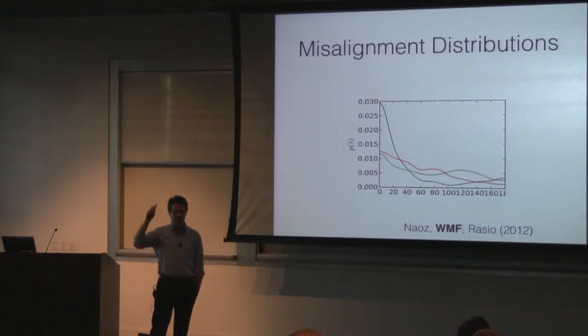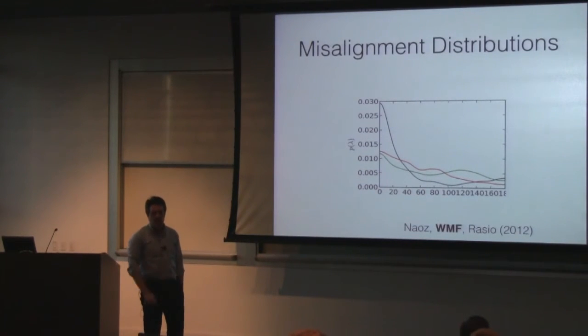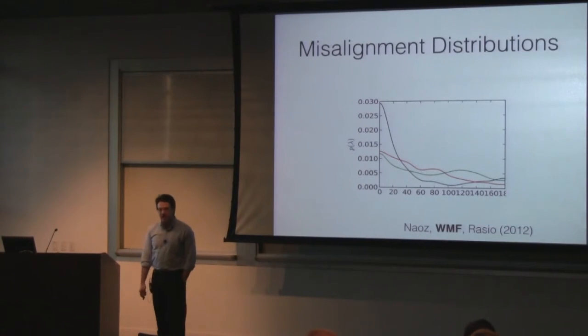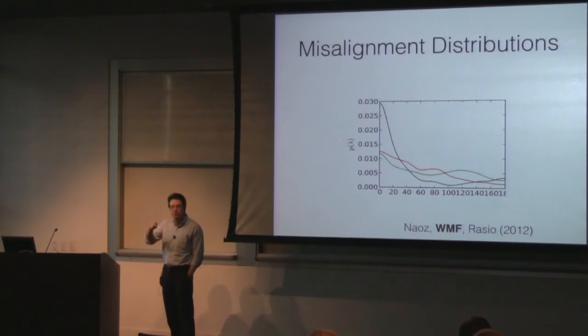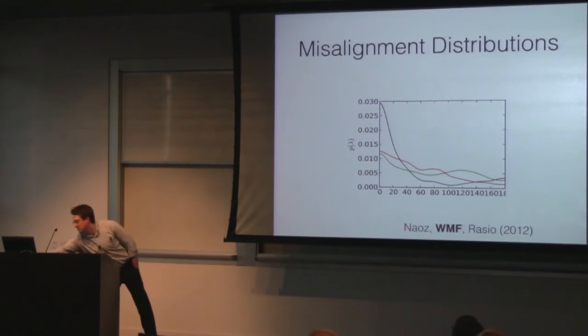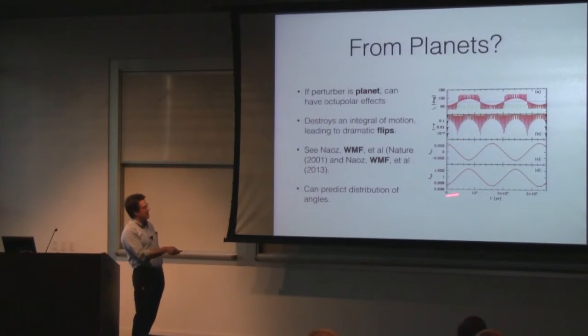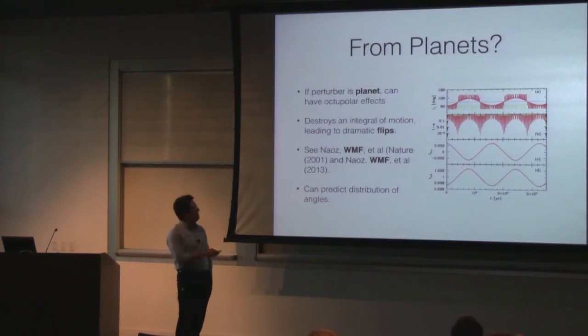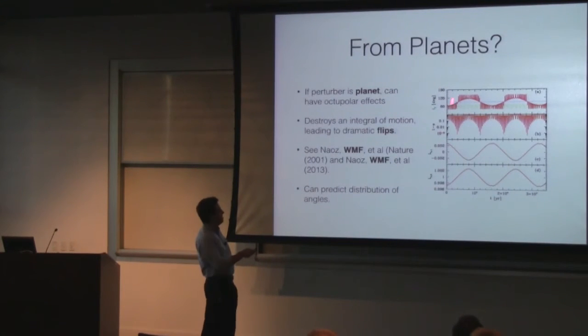Yeah? How much does this depend on the mass of the planet? The only dependence on the mass is in the time scale for these oscillations. So the x-axis changes based on the mass, but in particular, the maximum eccentricity doesn't change, and the fact that you flip doesn't change.